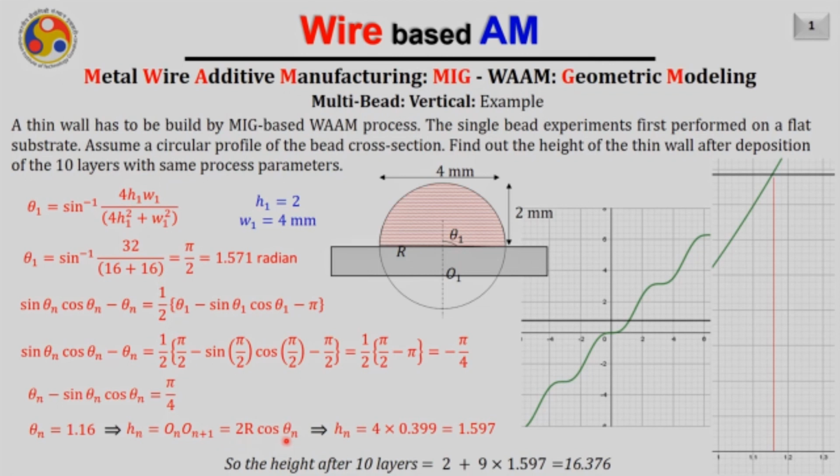Once I know this, I can put in 2r cos theta n, and I already know the value of theta n, that is 1.16 radian, and as a result my value of hn, the height in the nth layer, will be equal to 1.597.